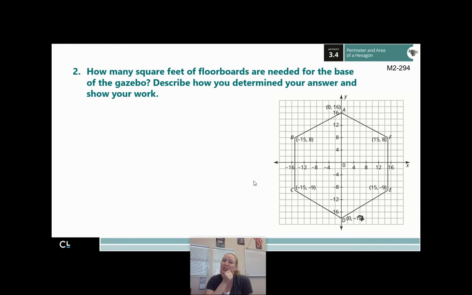Work it out. Make sure you show your work. You may want to put a little description in there. There's all kinds of different ways to chop this up to make it easier, but see if you can chop it up into some rectangles and triangles. It'll make it better. Go ahead and hit pause to find out how much floorboard you need, and then hit play when you're ready to check your work.